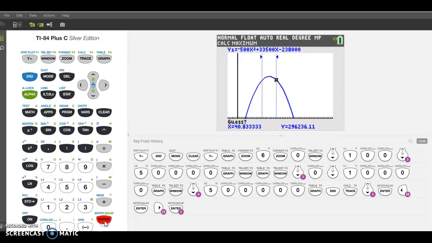For guess, just enter one more time, and it should jump to your maximum. What this means is you have the whole point together: this point x, y is 33.5, comma, 323,125. The x represents the price, or lowercase p in our problems, and our y value, the capital P, is profit. So at a price of $33.50, we will make a profit of $323,125.